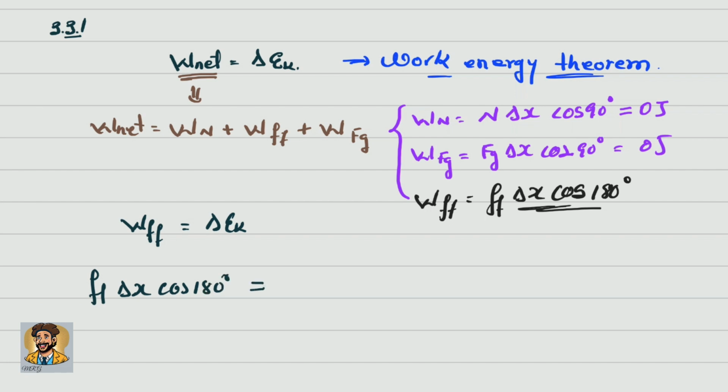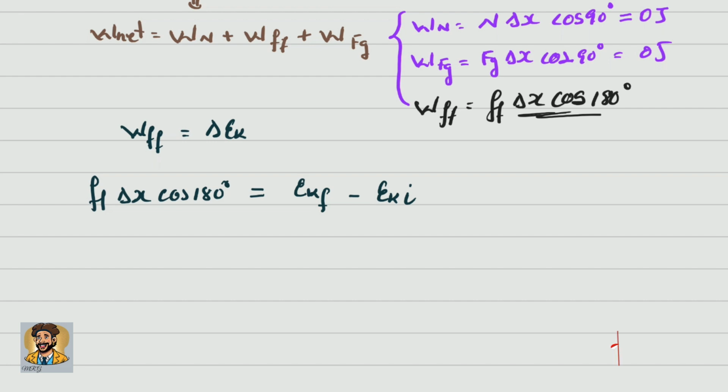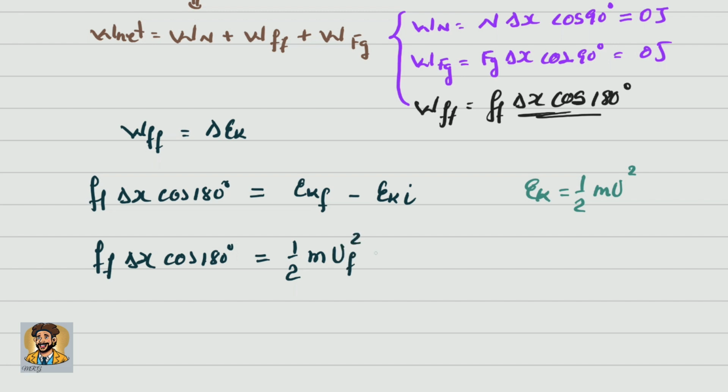Change in kinetic energy: remember all changes are final minus initial, so we have final kinetic energy minus initial kinetic energy. And when you carry on, you remember kinetic energy is equal to half mass multiplied by speed to the power 2. When you substitute these formulas, we have that the frictional force multiplied by the displacement multiplied by the cosine of 180 degrees is equal to half mass multiplied by final speed squared minus half mass multiplied by initial speed squared, and those are the numbers.